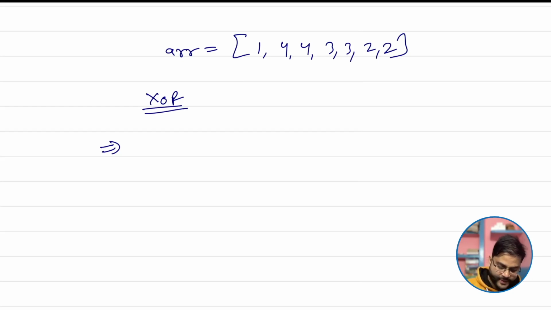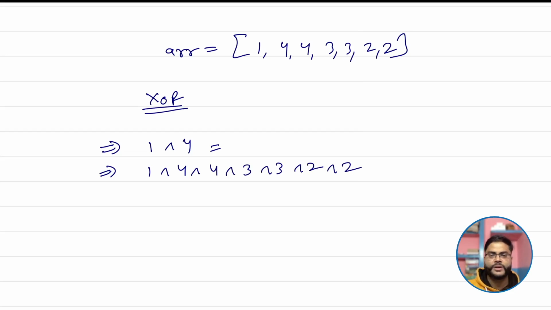Let me write what I'm saying. If I do 1 XOR 4 XOR 4 XOR 3 XOR 3 XOR 2 XOR 2, what is going to be the result? What do you think? I told you same pay 0, different pay 1. So find the similar ones.